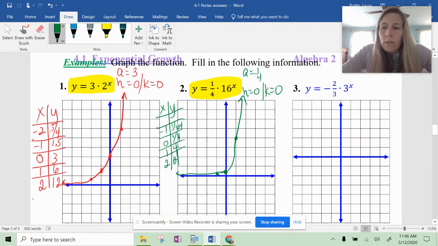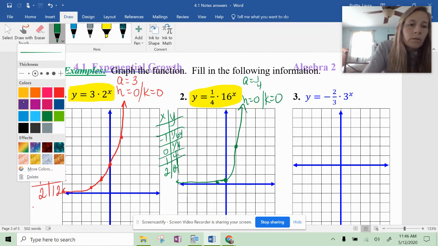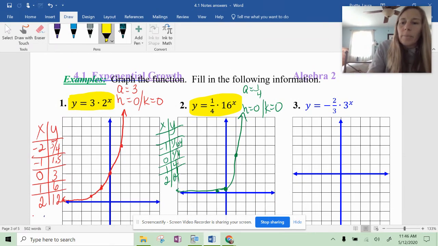Okay, so now let's go to the next one. One more that does not involve shifting. Okay, so again, looking at this one, it's just a parent function. There is no h or k again.